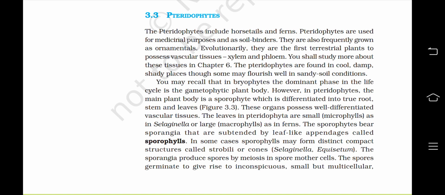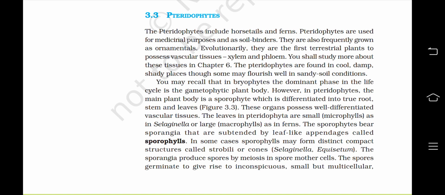You may recall that in bryophytes the dominant phase in the life cycle is the gametophytic plant body. However, in pteridophytes, the main plant body is a sporophyte, which is differentiated into true root, stems, and leaves.